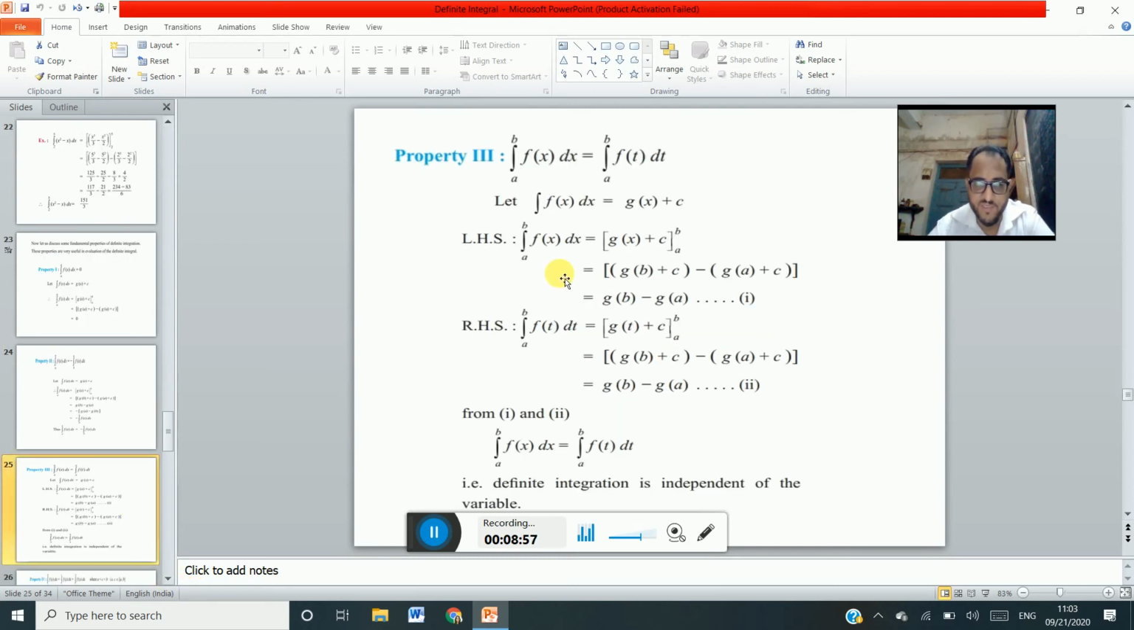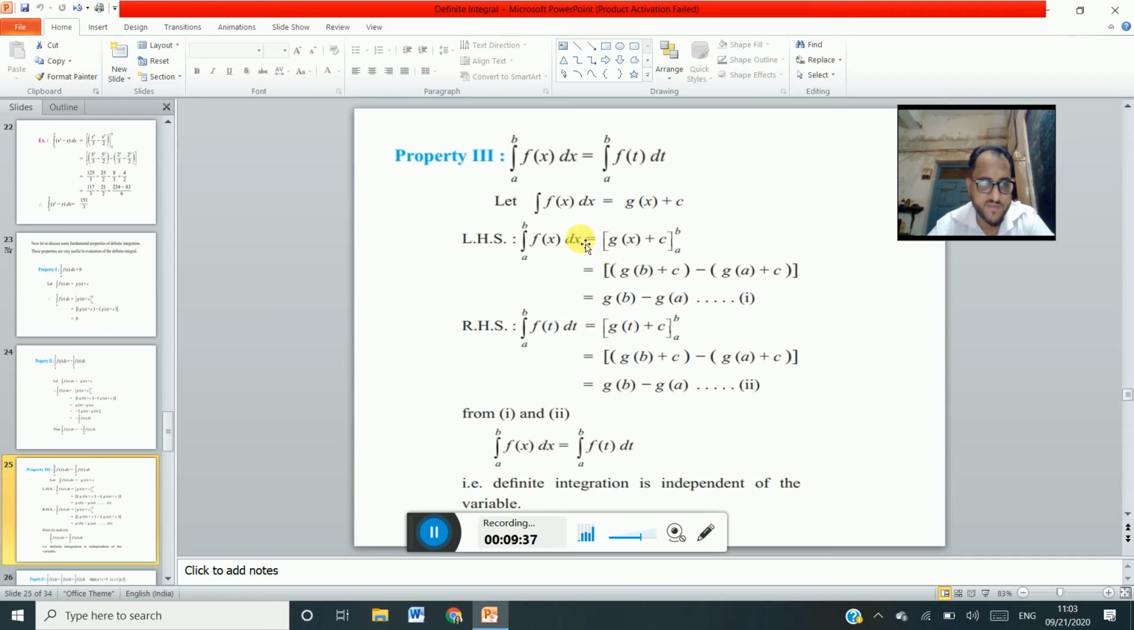Then see the property number third, that is integration from a to b f of x dx is equals to integration from a to b f of t dt. What is meaning of this and how do we remember it? That if we change the variable, here left side is variable x and right side is variable t. So if we change the variable in the integral, the value of the integral does not change. See, integration from a to b f of x dx is integration from a to b f of t dt. That the result is same, right? That means the variable change does not affect the result, right?